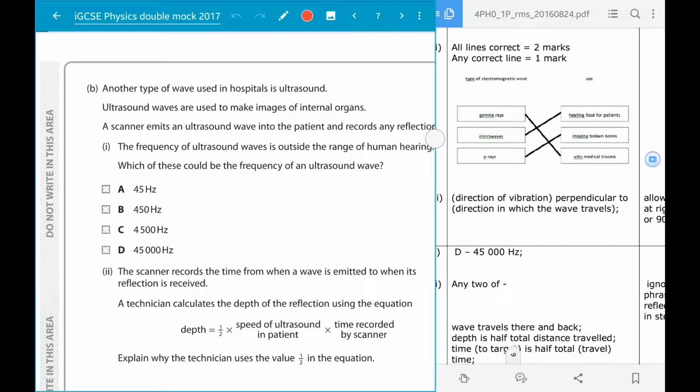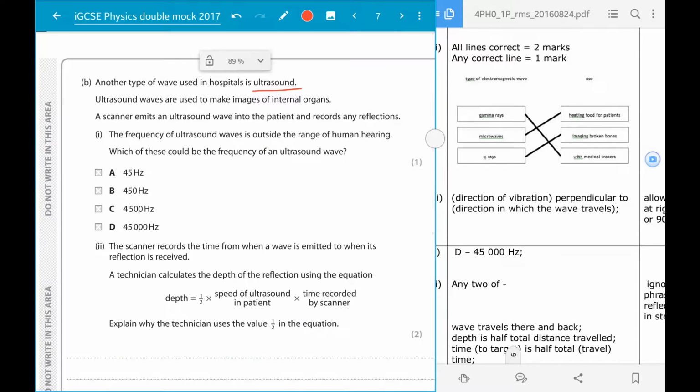And the next part of the question: another type of wave is used in hospitals, ultrasound. Ultrasound is used to make images of internal organs. A scanner emits an ultrasound wave and records any reflections. The frequency of the ultrasound waves is outside normal human hearing. So which of those could be the frequency of an ultrasound wave? You need to know that human hearing is 20 hertz at the bottom end to around about 20,000 hertz at the upper end.